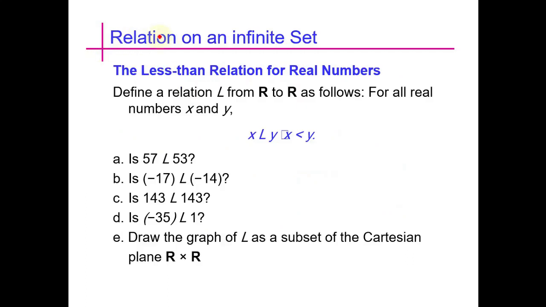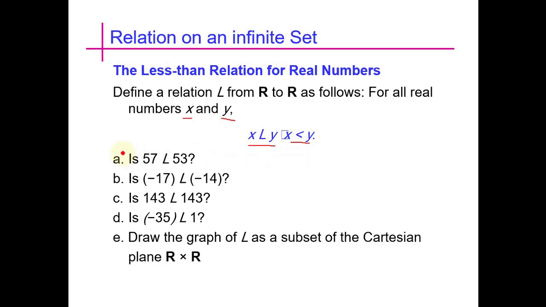Now we study a relation on an infinite set. So here we see a relation on real numbers. This relation is the less than relation for real numbers. Define a relation L from R to R as follows. For all real numbers x and y, x is related to y if x is less than y.